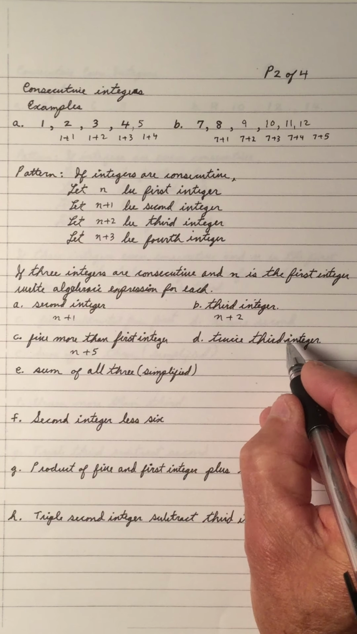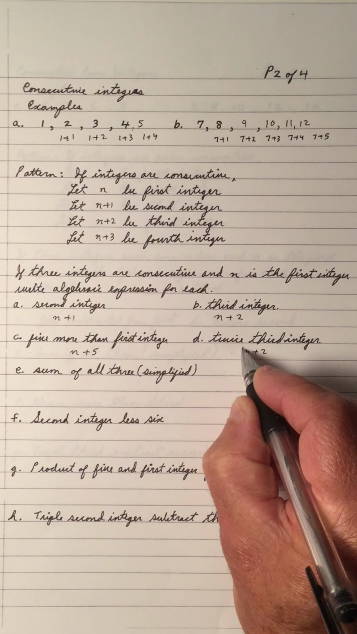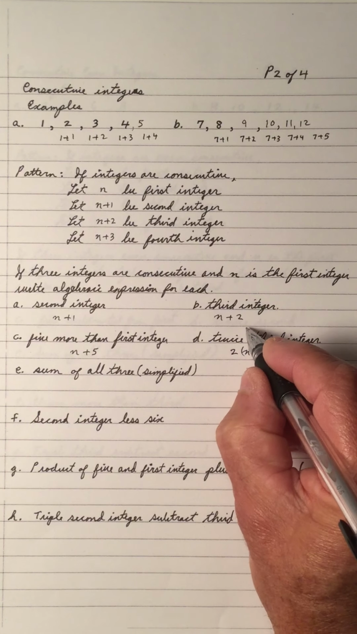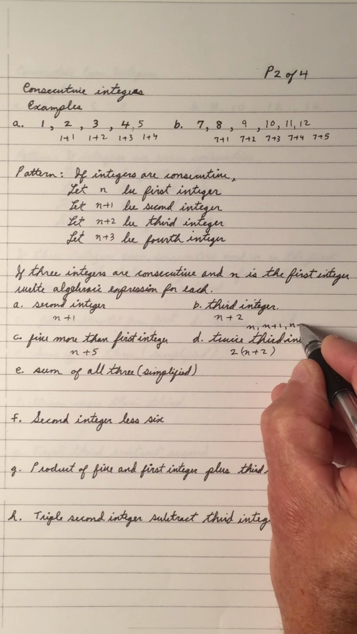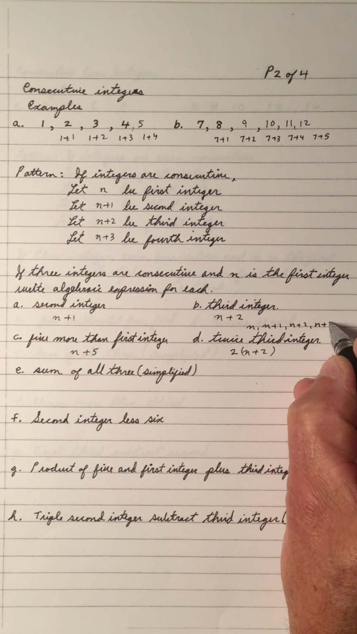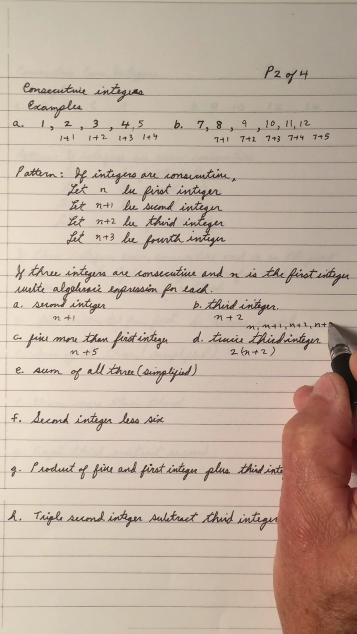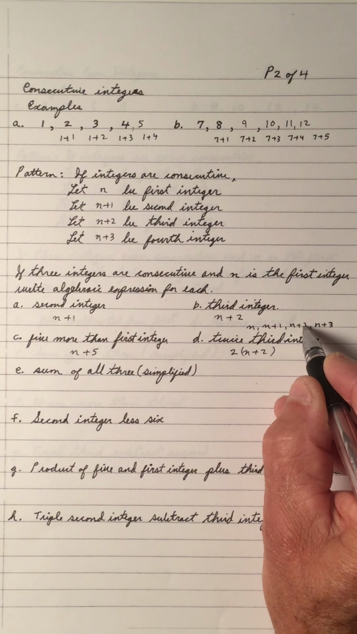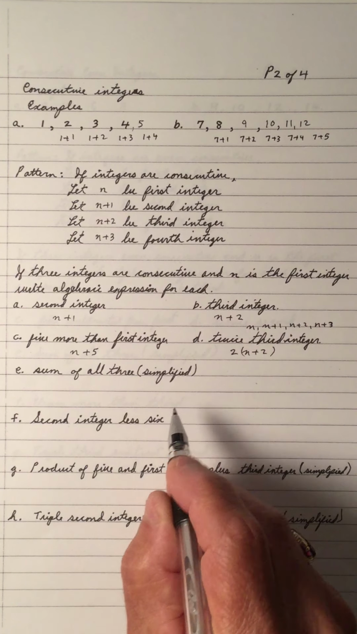Twice the third integer. The third integer is n plus 2, so it's twice the third. Again, the consecutive integers are n plus 1, n plus 2, n plus 3. So that's the first one, that's the second one, that's the third one, that's the fourth one. Notice the number is always 1 less than the term. Second one is 1 less. Third one is 2, 1 less. Fourth one is 3, 1 less.